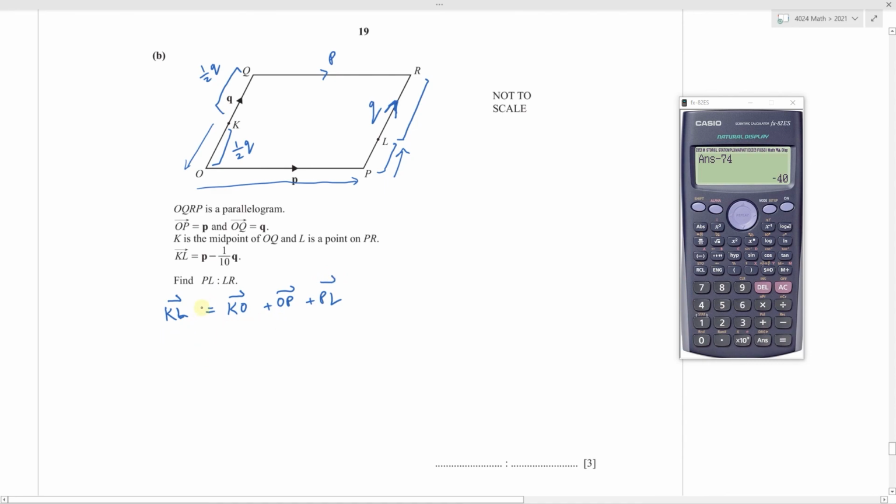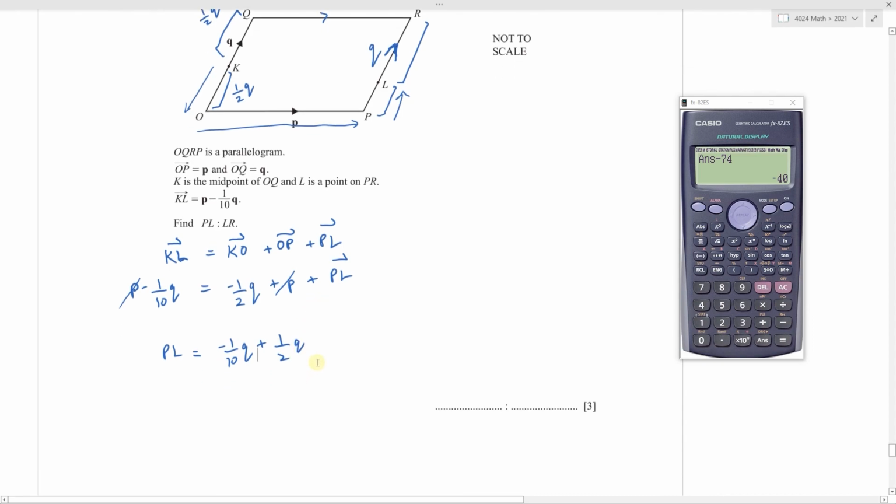So let's substitute the values here. KL is P minus 1 over 10 Q. KO is minus 1 by 2 Q because OK is positive 1 by 2 Q, and in the opposite direction, it will be minus 1 by 2 Q. Plus OP is P, plus PL is unknown that we are trying to find. So now let's find PL. This P and this P will cancel out. So PL will be simply minus 1 by 10 Q plus 1 over 2 Q.